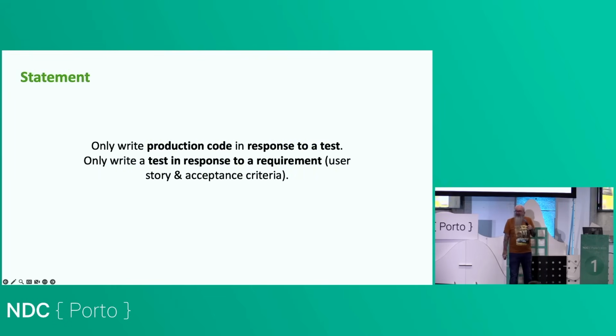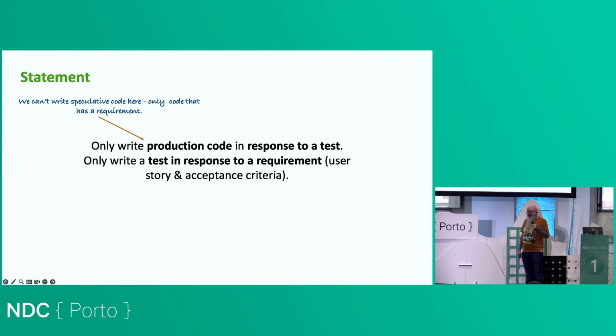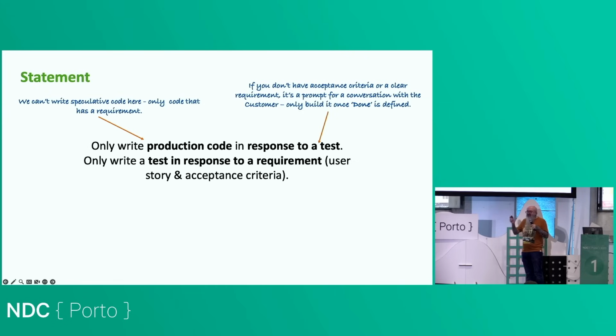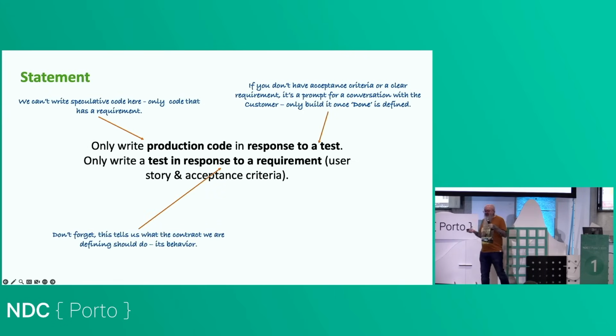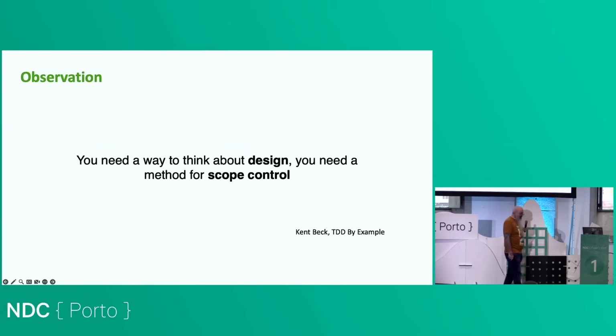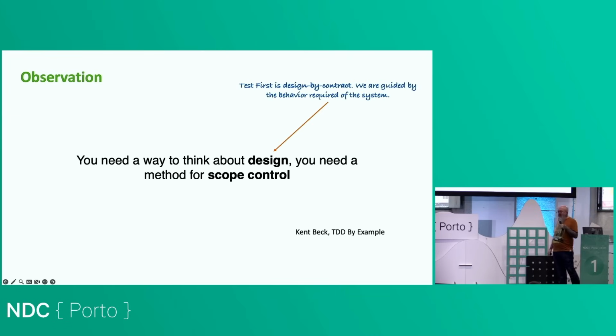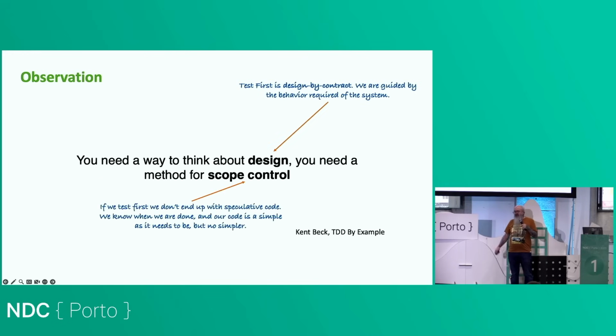So our principle is only write production code in response to a test, right? And only write a test in response to a requirement. So I basically don't write speculative code, right? I have some acceptance criteria, and that's what drives me towards done. And so I have my contract, which I'm exposing. Okay. So Kent Beck again, need a way to think about design, need a way to think about scope control. TDD is basically design by contract, right? Here is the contract I'm exposing to my collaborators. I don't want to write more code than is needed by given requirements.